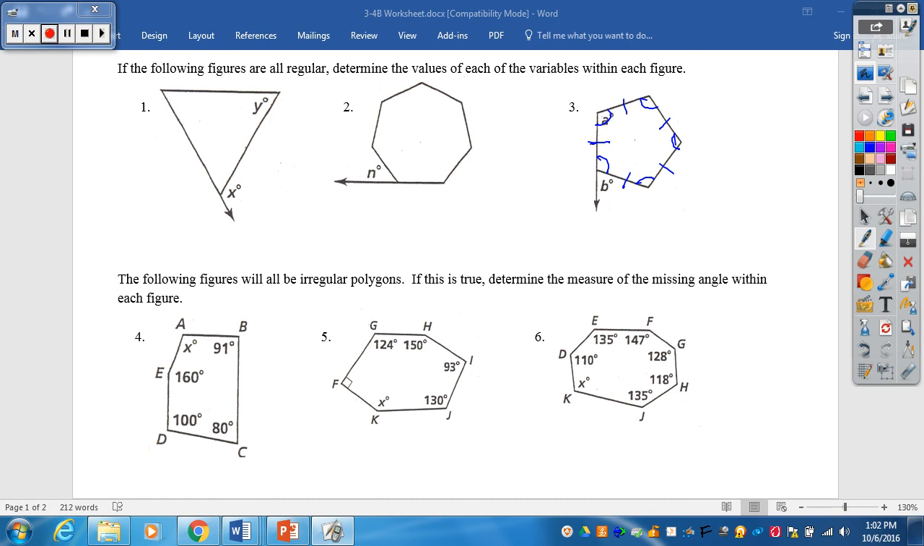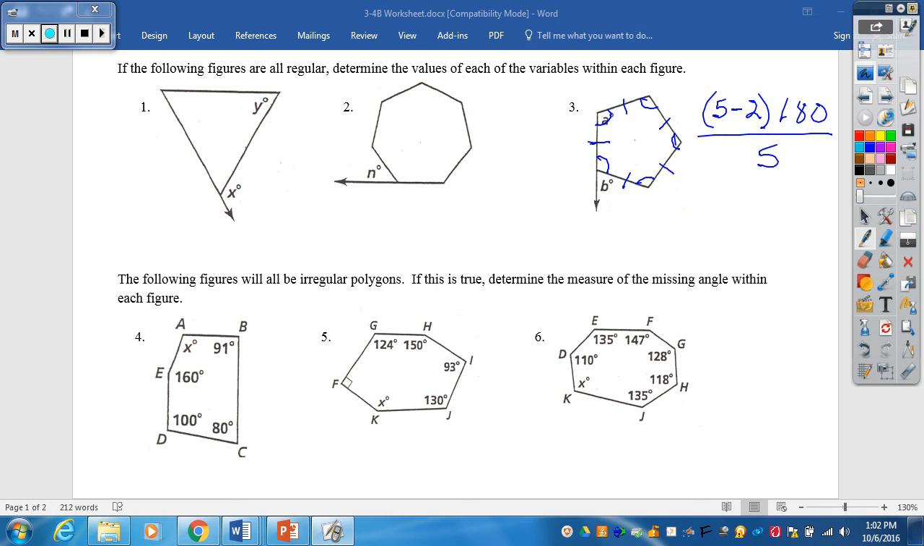Okay. And what is n? It's the number of sides. So as we look at this pentagon, there's 5 sides there. So I'm going to go ahead and do this: 5 minus 2 times 180 divided by 5.